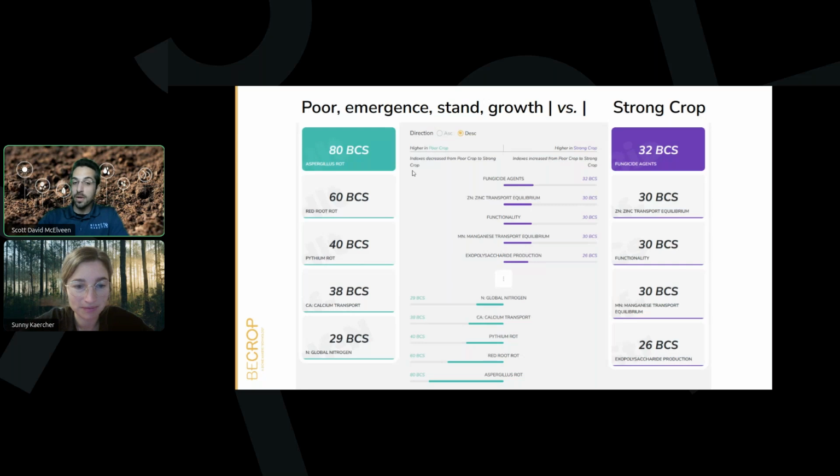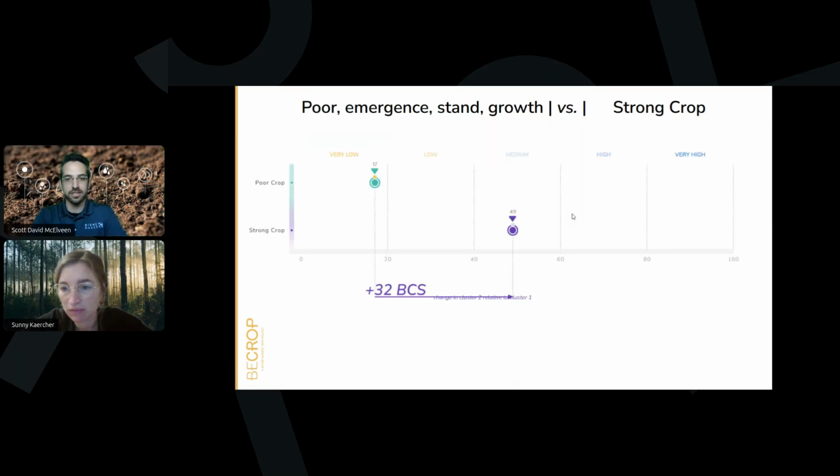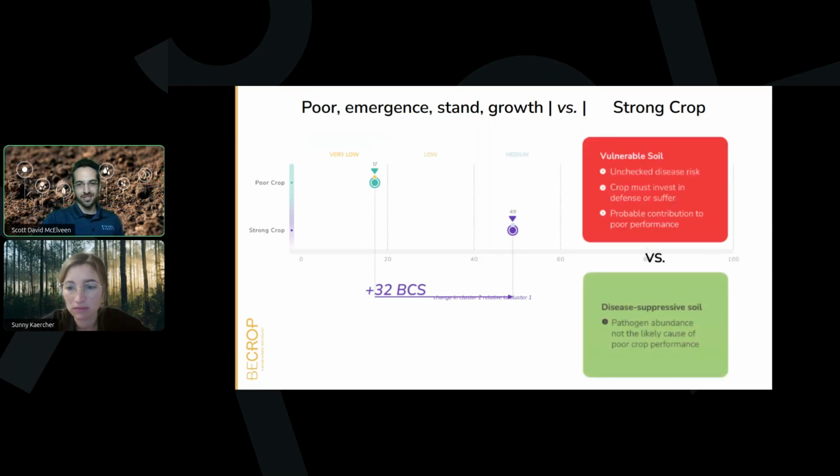Yeah, it's not always this stark, but in this case, we had a very strong informed hypothesis that the biggest difference between these two fields is how they're managing disease. Much higher pathogens on the left field, much higher capacity to suppress pathogens on the right field. So it wasn't like an out of this world, very high score for fungicide agents, but a lot better than the very low where the pathogens were running the show, running amok, so to speak. So we had a vulnerable soil in the poor crop, a disease suppressive soil in the strong crop.